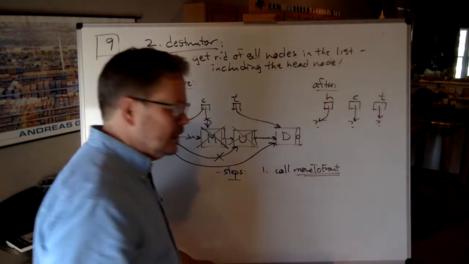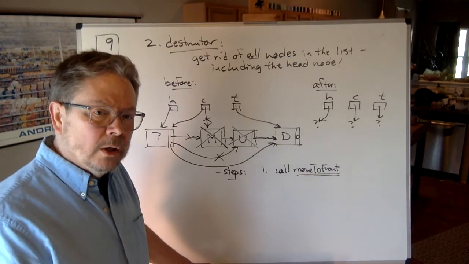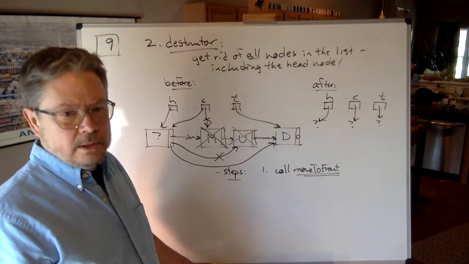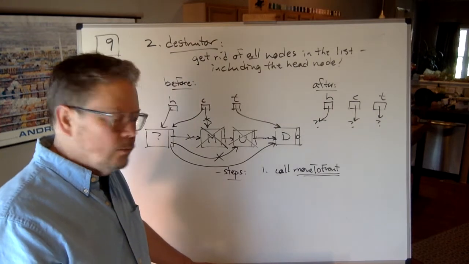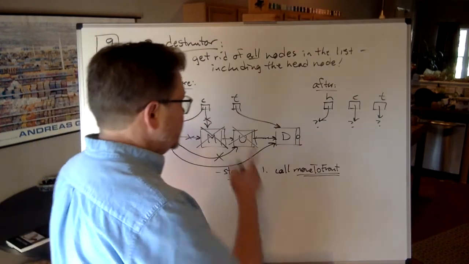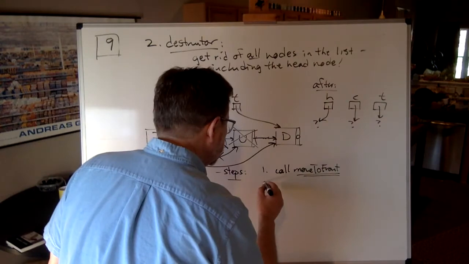I'm going to double underline that. That's not a variable name. We're calling a function that we've already written, or at least in theory we have. We've already designed it. We already know how to do that. So this function, this destructor function, is going to start by calling another function.